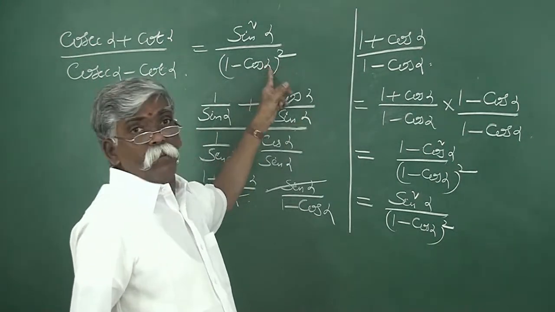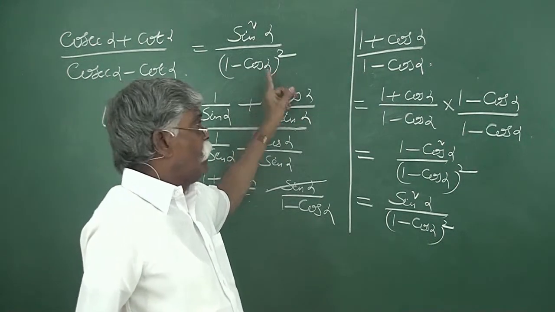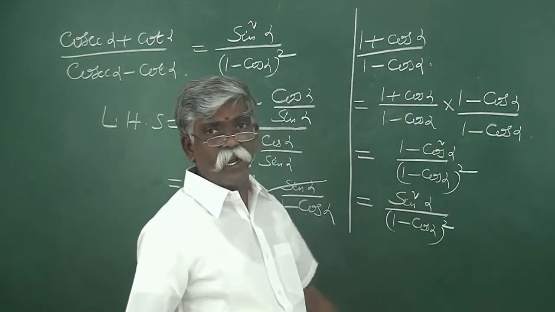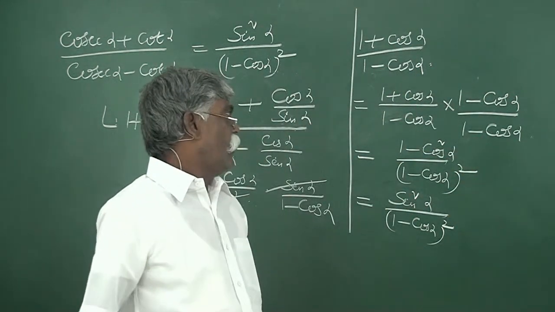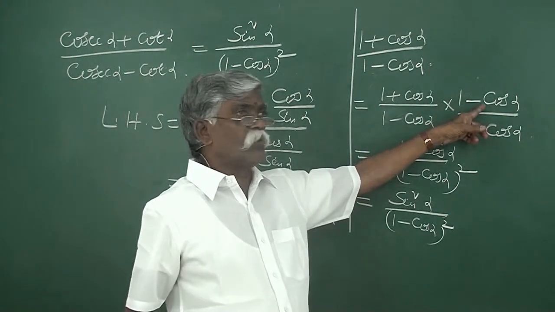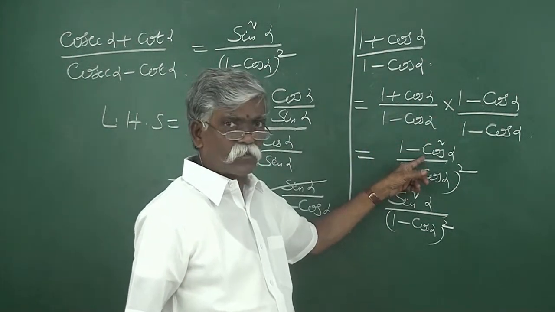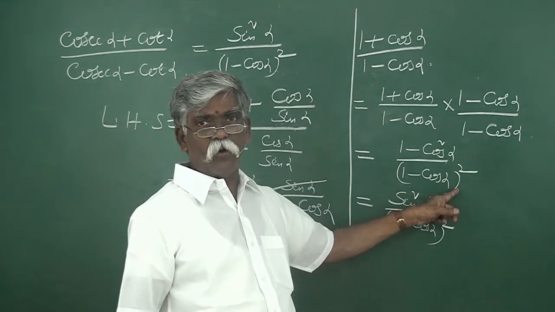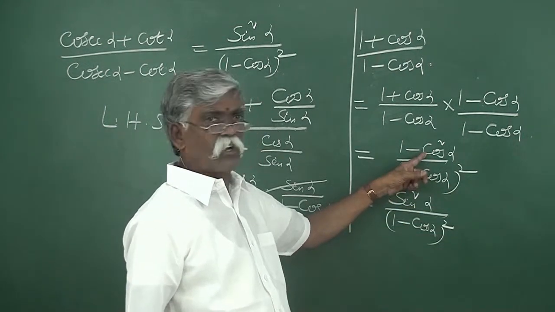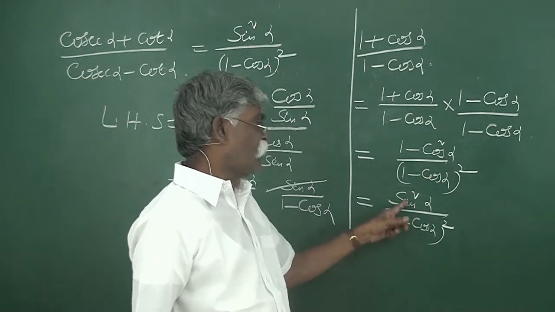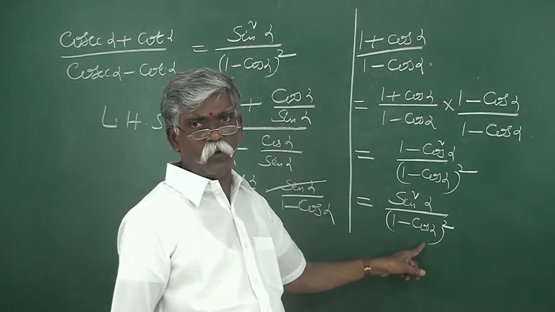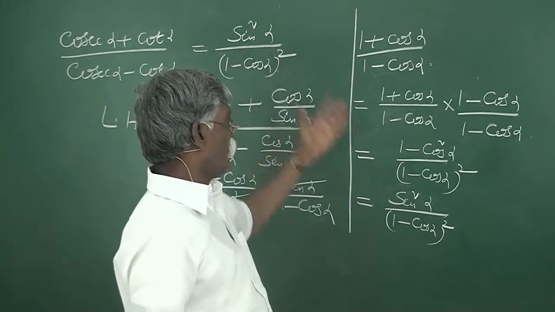Now here it is (1 minus cos alpha) whole square. Therefore to get this, we have to multiply and divide this by (1 minus cos alpha). Now (1 plus cos) into (1 minus cos) became 1 minus cos square alpha. Therefore the denominator is (1 minus cos alpha) whole square. And 1 minus cos square alpha is nothing but sin square alpha. So this is sin square alpha by (1 minus cos alpha) whole square. This is what we are asked to prove.